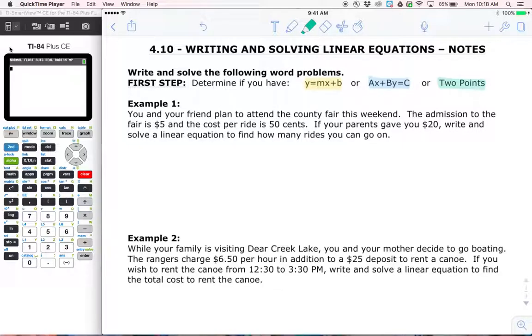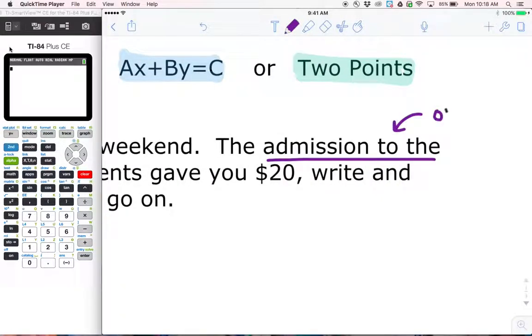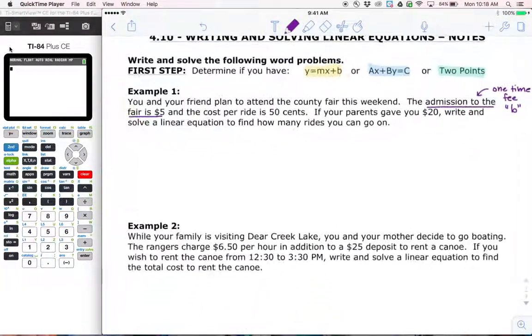You and your friends plan to attend the county fair this weekend. The admission to the fair is $5 and the cost per ride is 50 cents. I'm going to stop here. The admission to the fair is $5. That right there is huge. This right here, I would call a one-time fee. And we know that that is what we call a B value. So that statement tells me that I'm going to be using y equals mx plus b to set this up. All right. We go on to read the cost per ride is 50 cents.